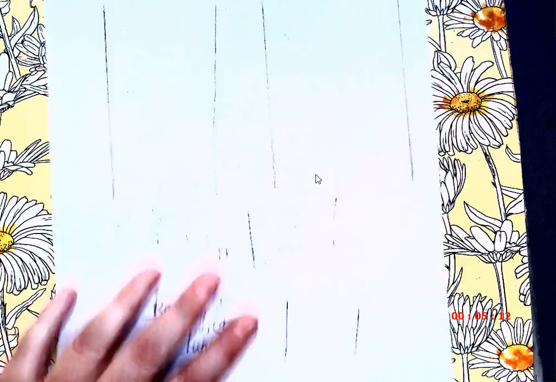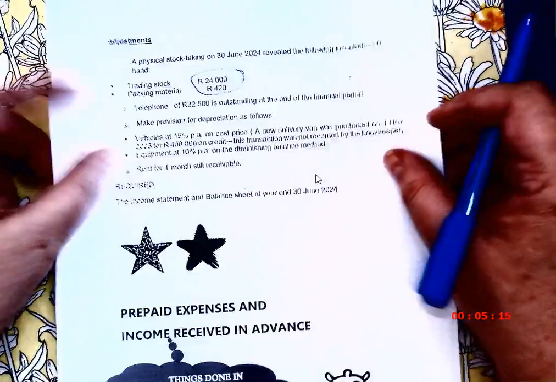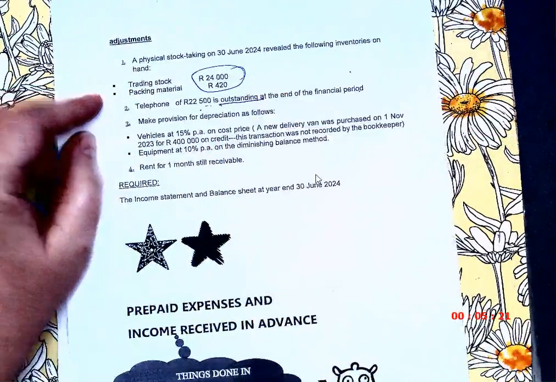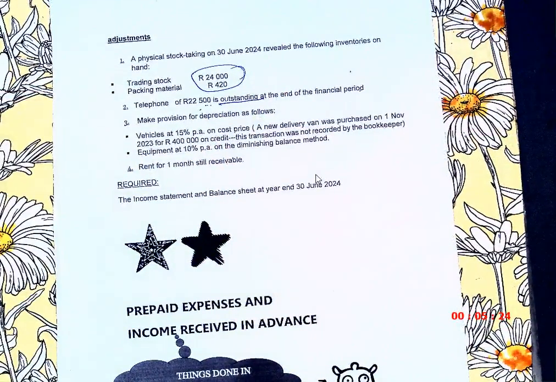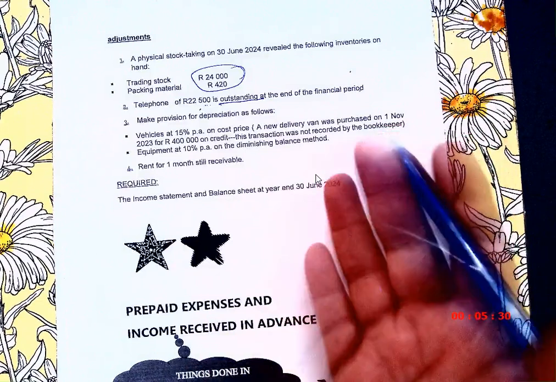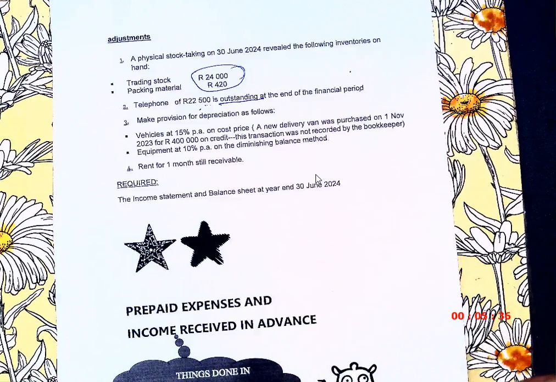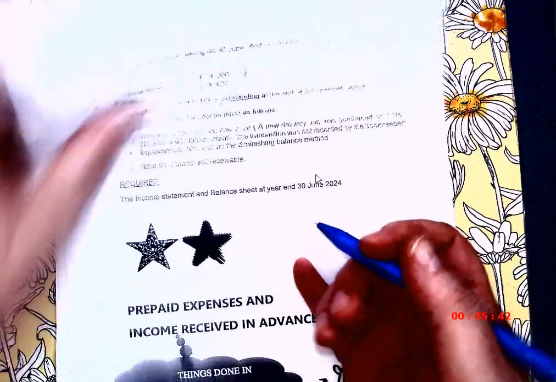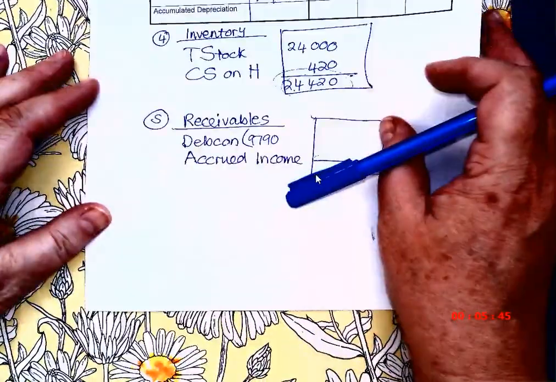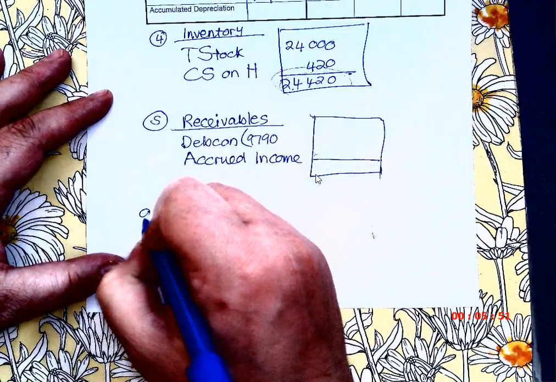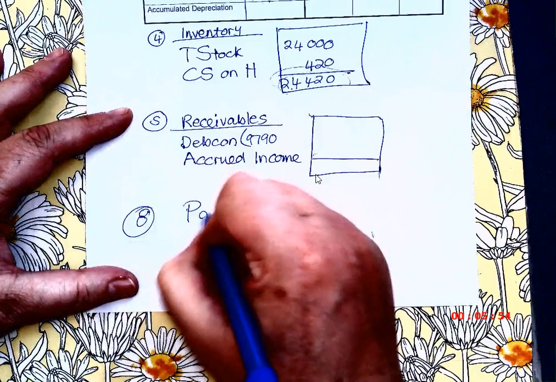Okay. Next, they say telephone of 22,500 is outstanding. Now I'm asking you, is telephone an income or expense? So this is an expense payable. What's the fancy word we use? Accrued expense. Okay? So, what note will this go to? The payable note. Ne? I didn't ask you to do it, but let me do it for you. So that would be note 7, 8, note 9. 6. No, note 8. So, my note 8 would be payables.